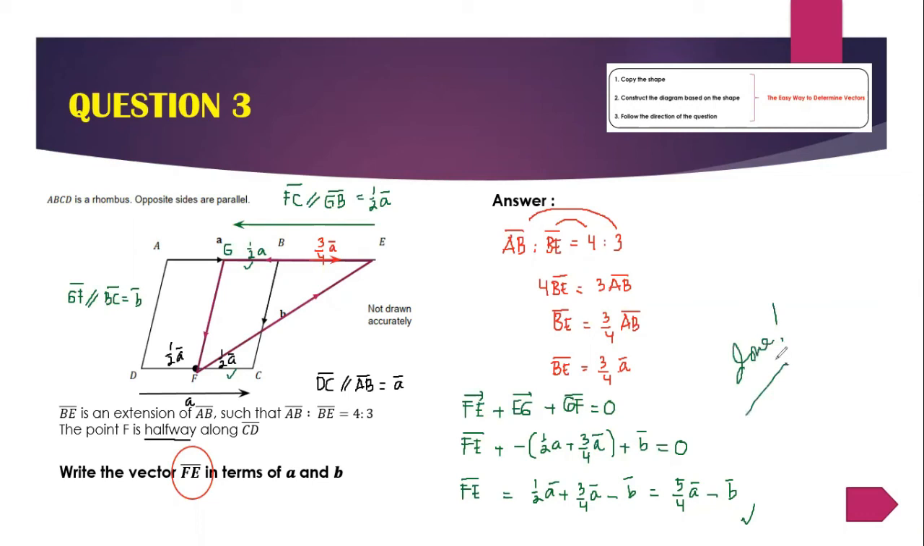Is it clear to you, everyone? The question is very easy. How to determine vectors based on a diagram? Just follow 3 tricks: copy the shape, construct the diagram based on the shape, and follow the direction of the question. See you at the next topic.